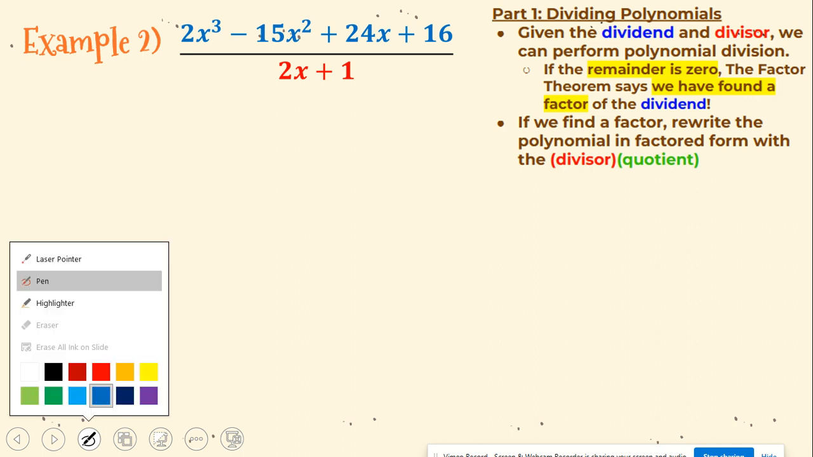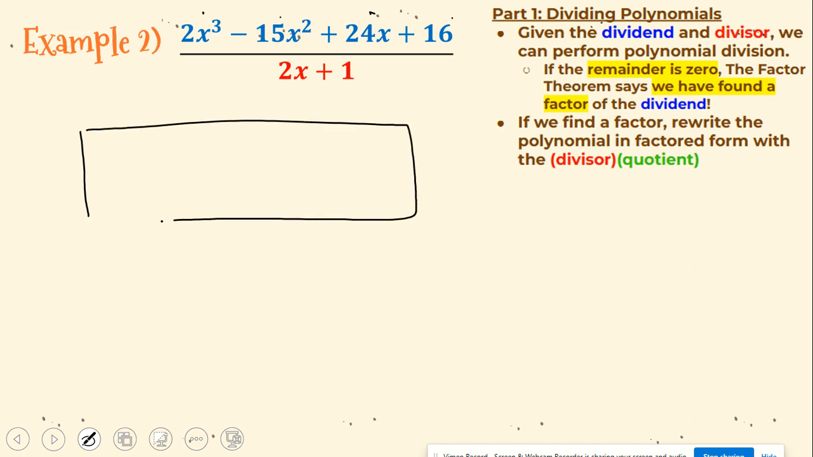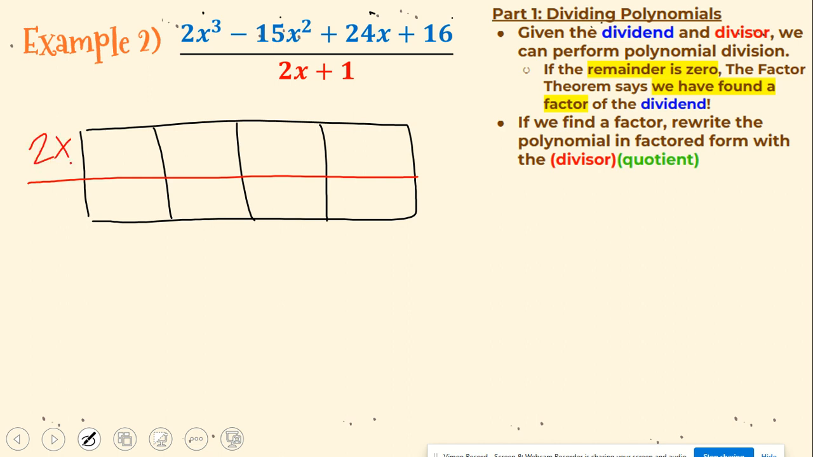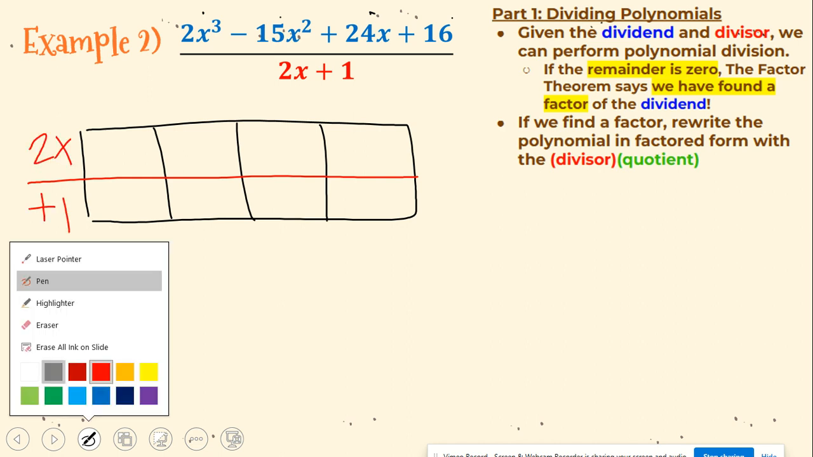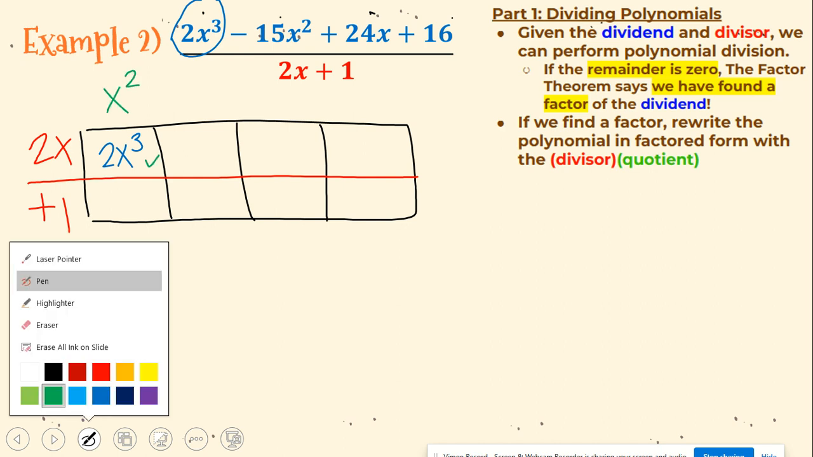Let's start with the box method for division. I notice I have 1, 2, 3, 4 terms in my polynomial or my dividend. So I set up my box to have 4 columns. This time my divisor is 2x plus 1, so that goes on the outside. My first term, 2x to the third, always starts on the inside. And now I'm ready to write values on the outside of the box that multiply to give things inside the box. 2x times x squared gives me 2x to the third.